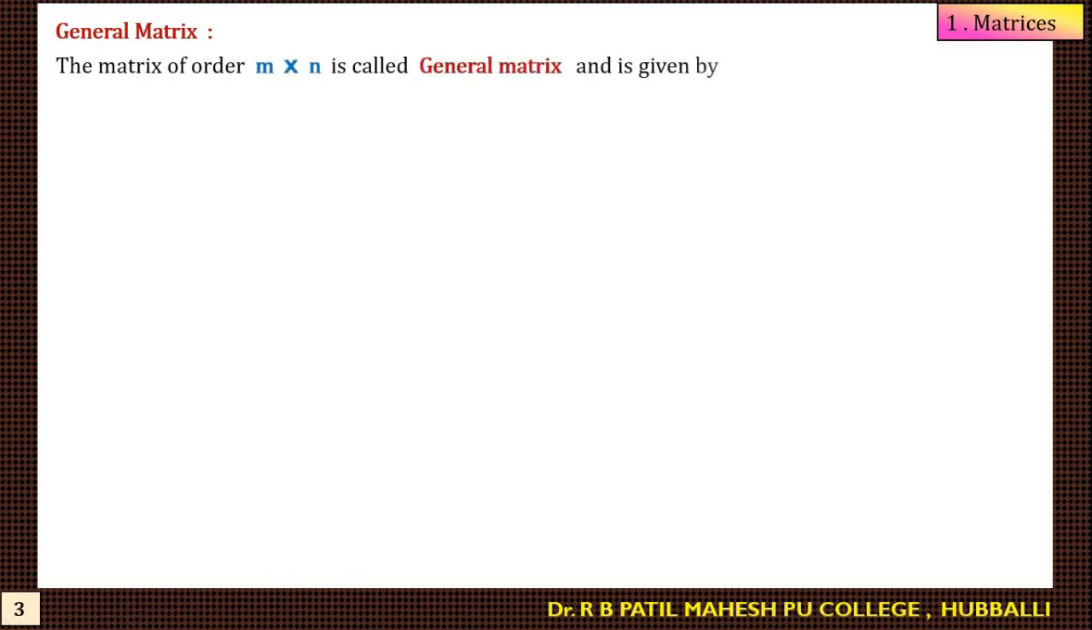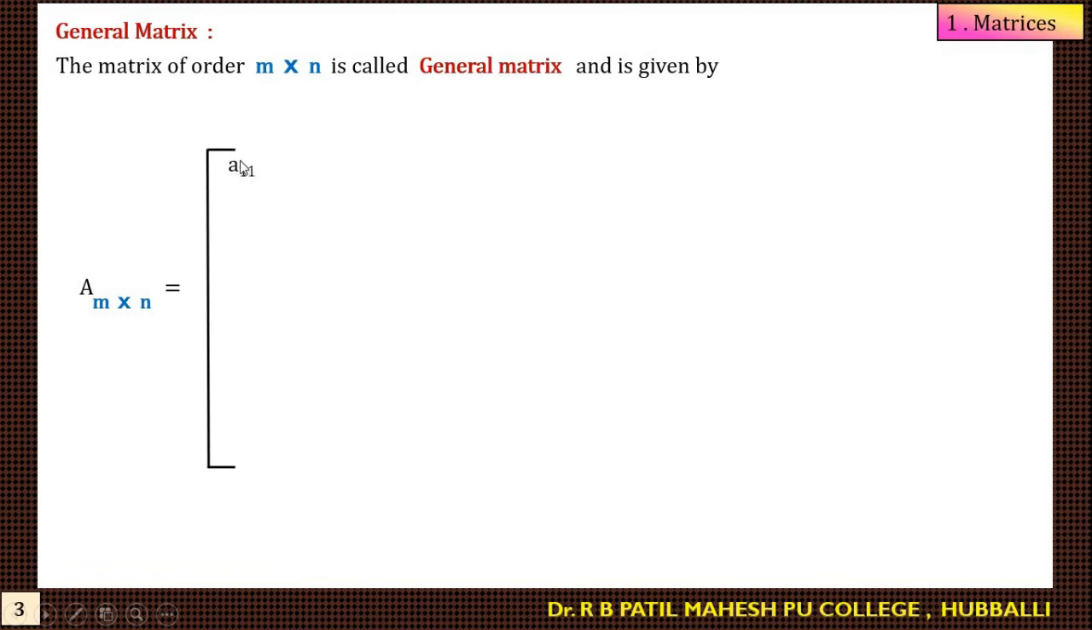Now let me discuss the general matrix. A matrix of order m cross n is called a general matrix. That means a matrix with m rows and n columns is called a general matrix. So A m cross n is equal to a rectangular array. Now here the elements are written in general form.